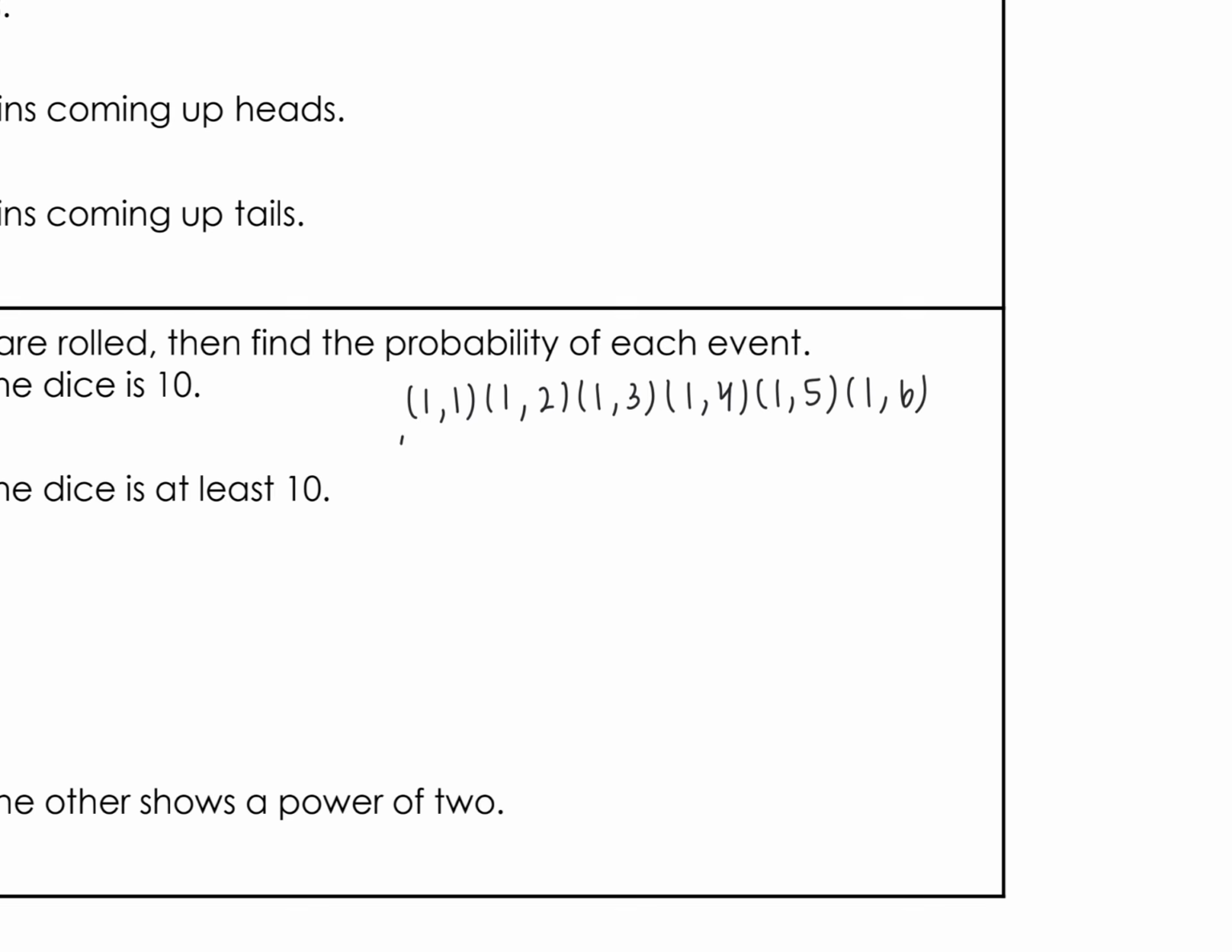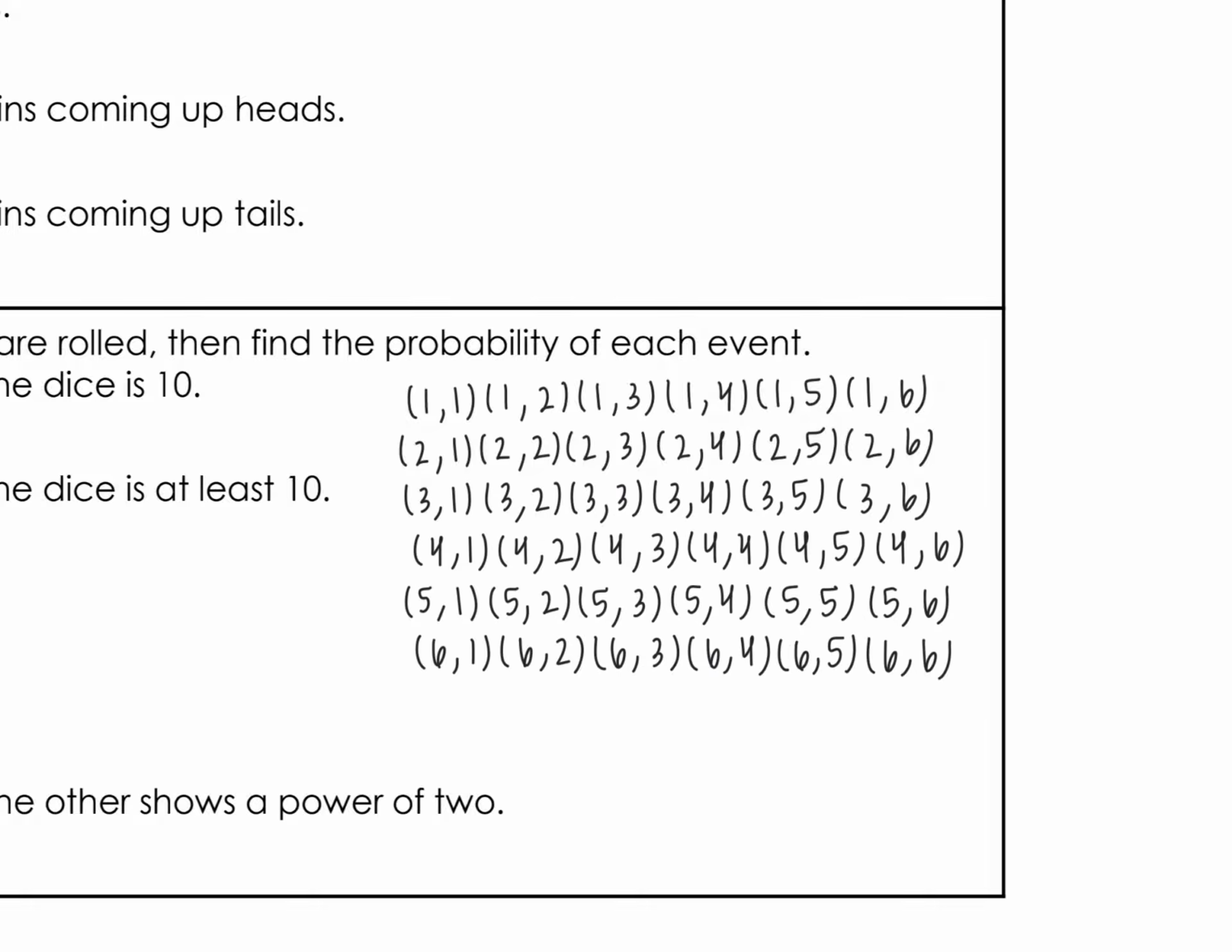Then with my first number being 2. And then we're going to keep going all the way down until we get to the 6s. I'm going to pause the video real quick and write them out, and then I'll restart back up. All right, so these would be our sample space.